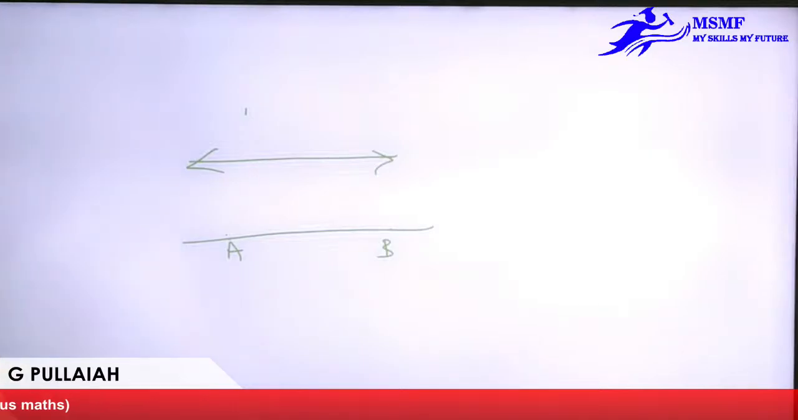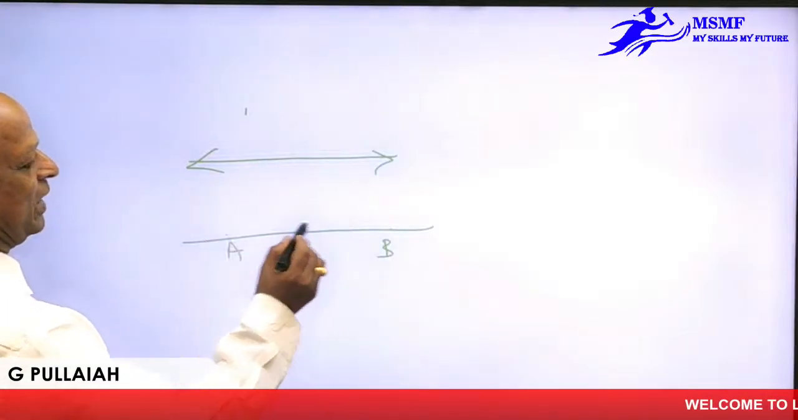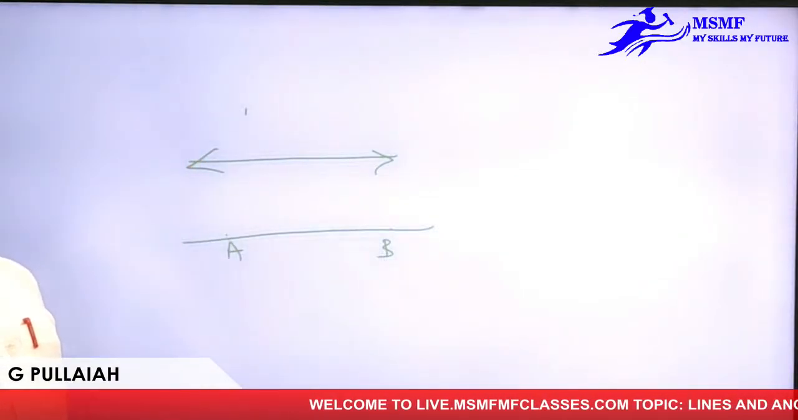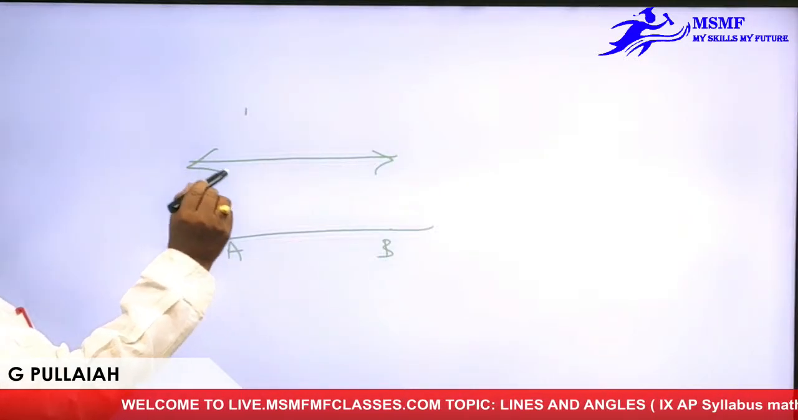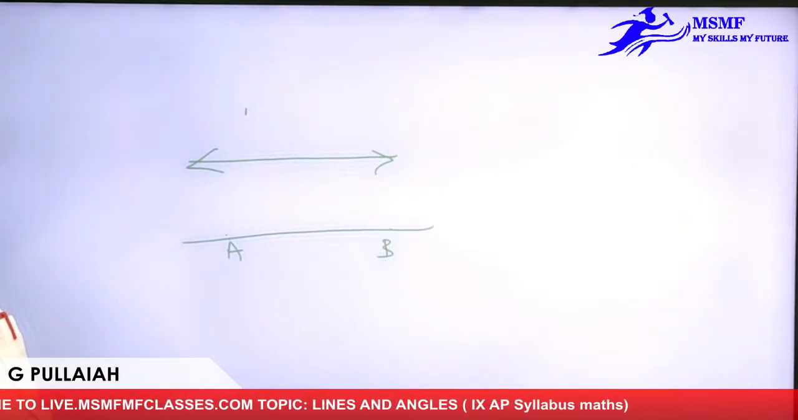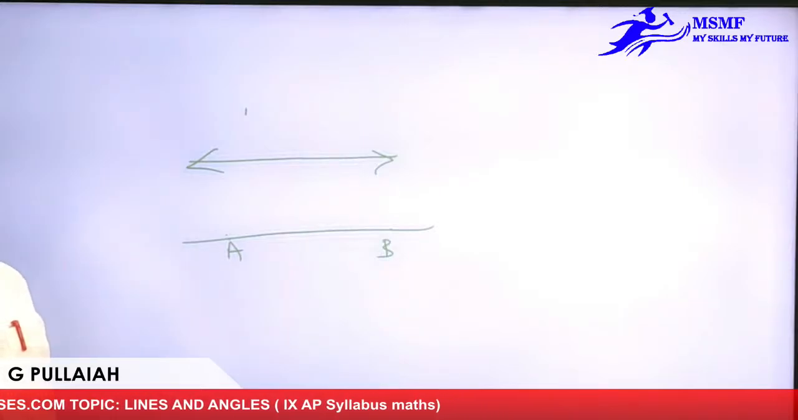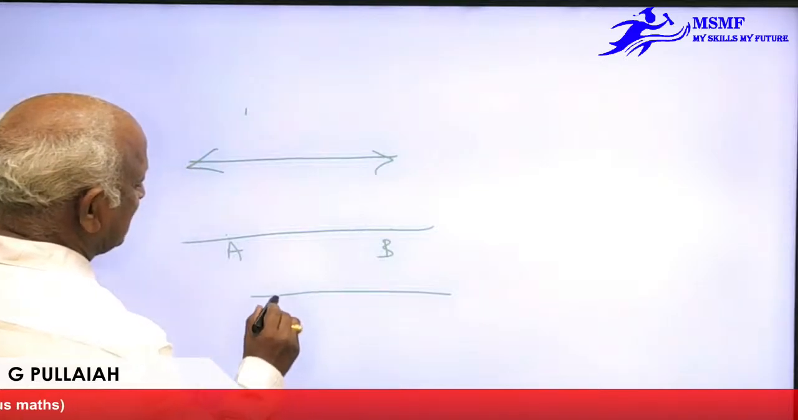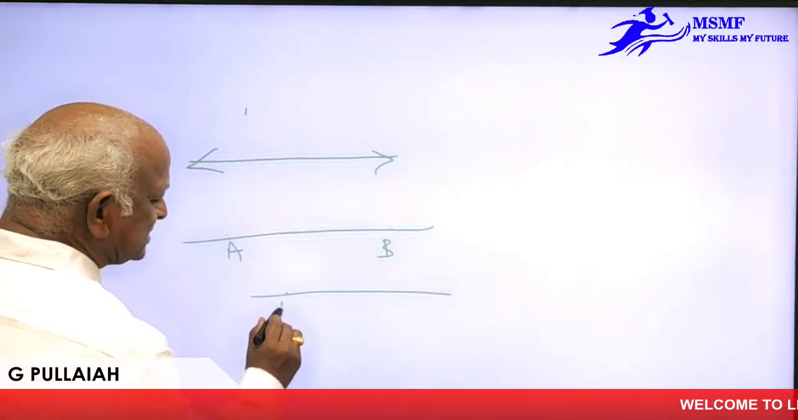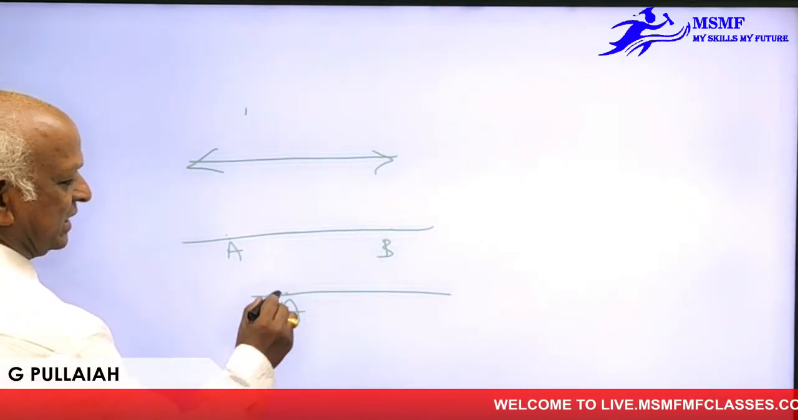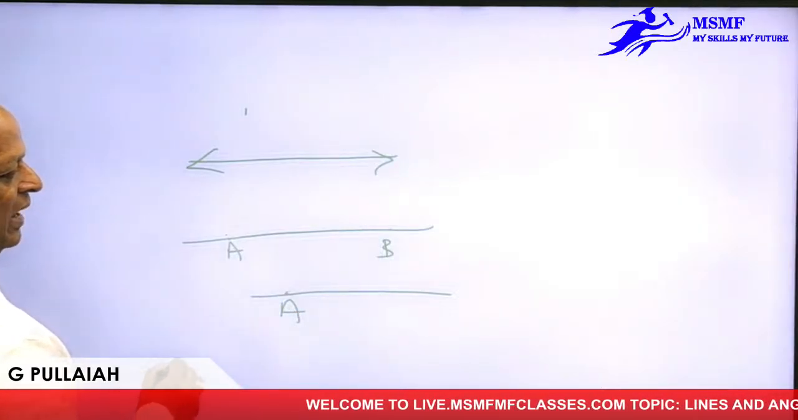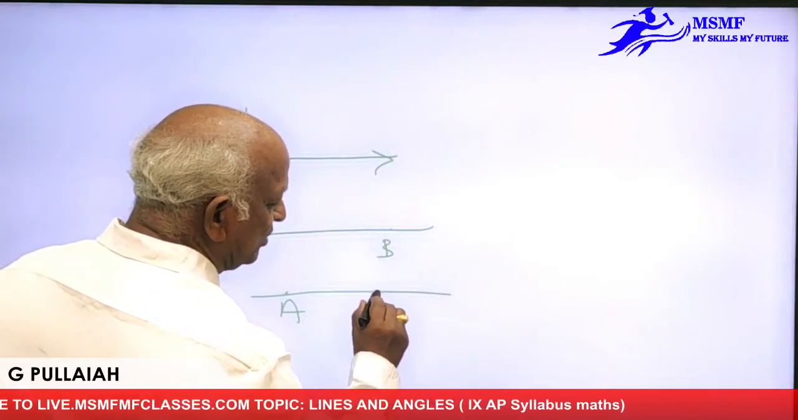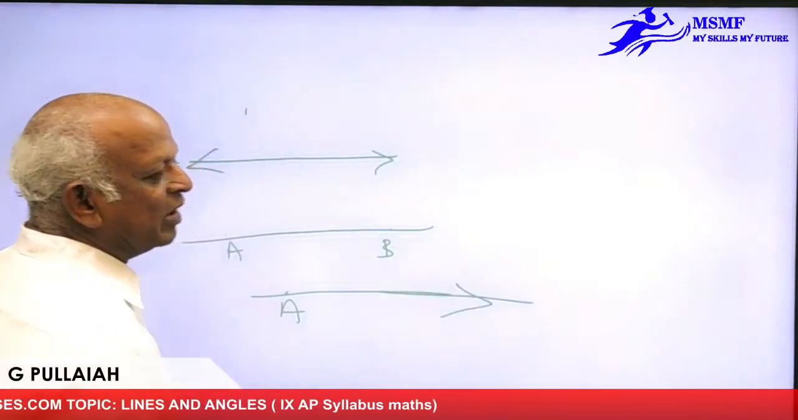Think very carefully. A line segment contains two endpoints, whereas a line does not contain any endpoint. I hope that you are following. A line does not contain any endpoints, but a line segment contains two endpoints. Okay. Now let us see what happens if there is only one point. A is the fixed point, and towards the right we can extend this line segment to any extent with the arrow.